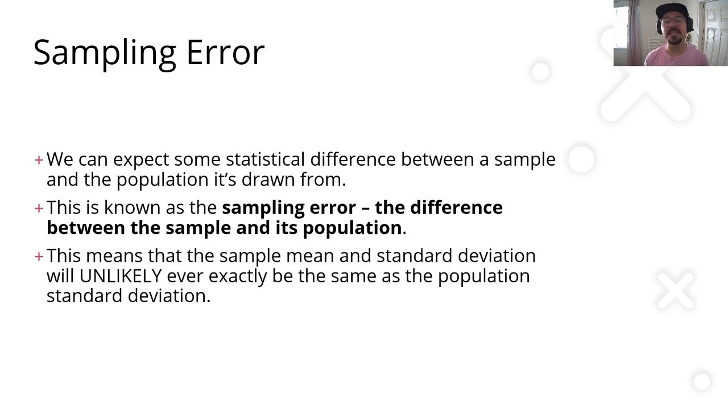This means that the sample mean and standard deviation will unlikely ever exactly be the same as the population standard deviation. I should have also included population mean in here. So the sample that I draw is very, very unlikely to be the same as the population mean and standard deviation. Okay, hopefully that feels a little bit okay. I'm going to show you an example of this.